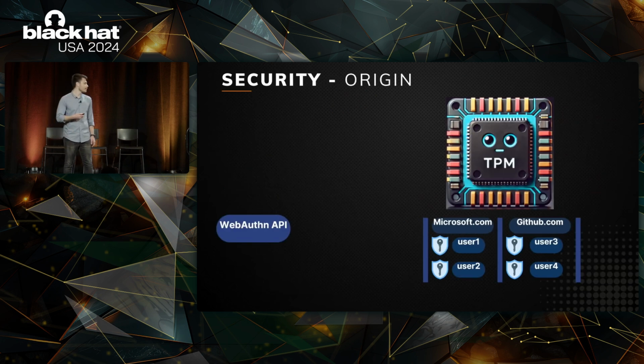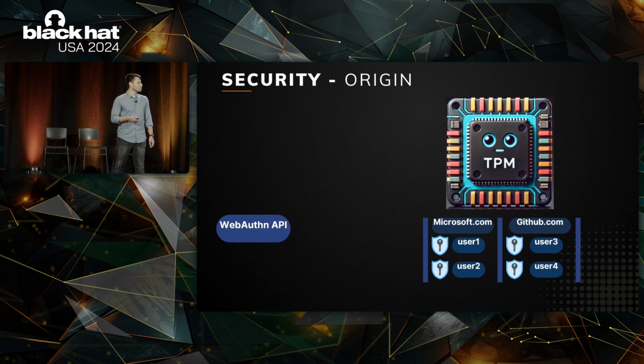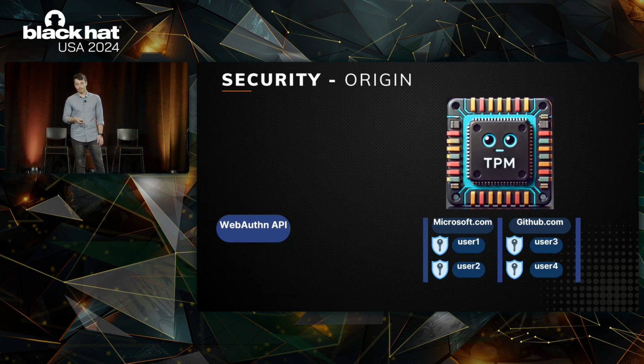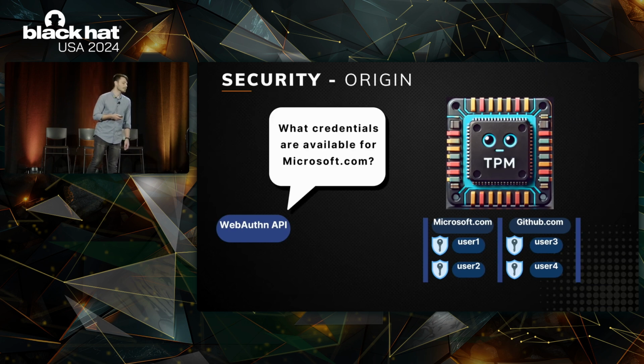I wanted to illustrate it with a cute picture of the TPM. I hope you like it. The TPM can hold many, many credentials. For example, you can see credentials for user 1 and user 2, 3 and 4, for Microsoft.com or GitHub.com. And the WebAuthn API will ask something like this: what credentials are available for Microsoft.com? Now, what is Microsoft.com really derived from here? Well, that's the origin we talked about a few slides ago.